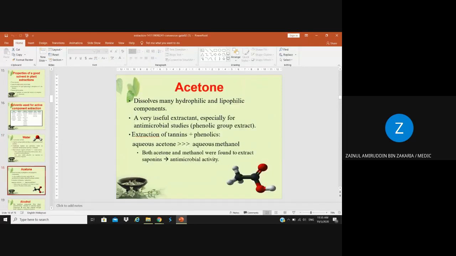If you use acetone, it dissolves hydrophilic and lipophilic compounds. This is an intermediate solvent, also used for antimicrobial studies.